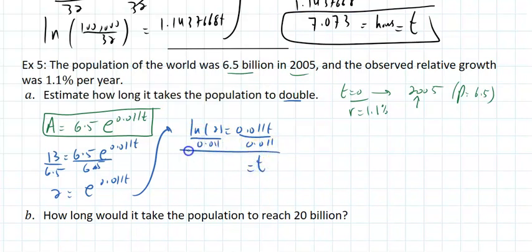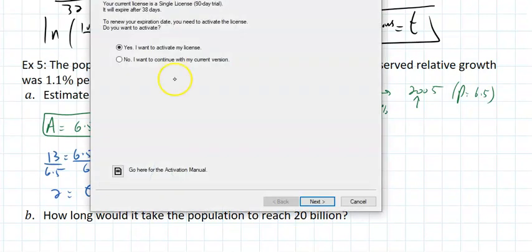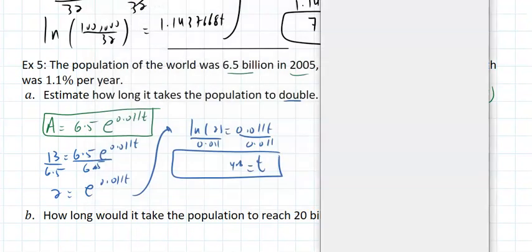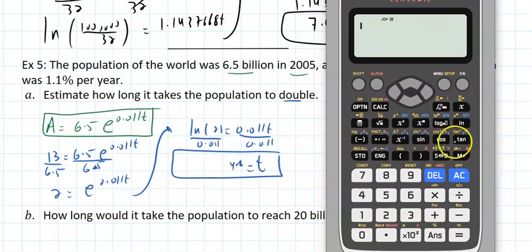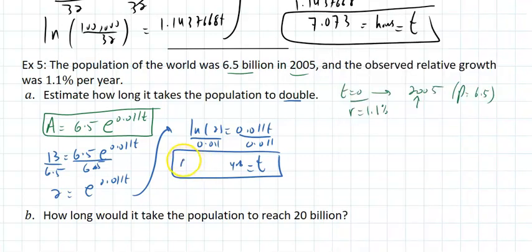And t will be in how many years, or by what year? Well, you could just say years. That's not a problem. If I take the natural log of 2 divided by 0.011, it's going to take 63.013 years. So roughly in the year 2068, we're going to have roughly 13 billion people on this planet.